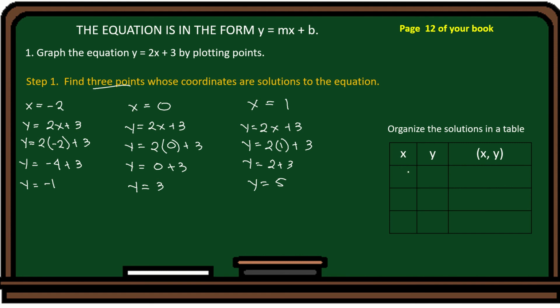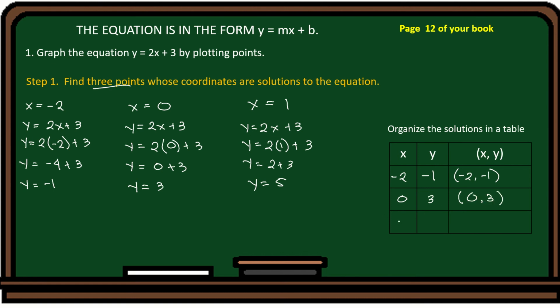If you're given the value of x which is negative 2, after solving, you have the value of y, which is negative 1. Putting these two numbers into an ordered pair, you have the point negative 2, negative 1. The second value of x that you gave is 0. And the answer after solving for y is 3. So you have now the ordered pair 0, 3.